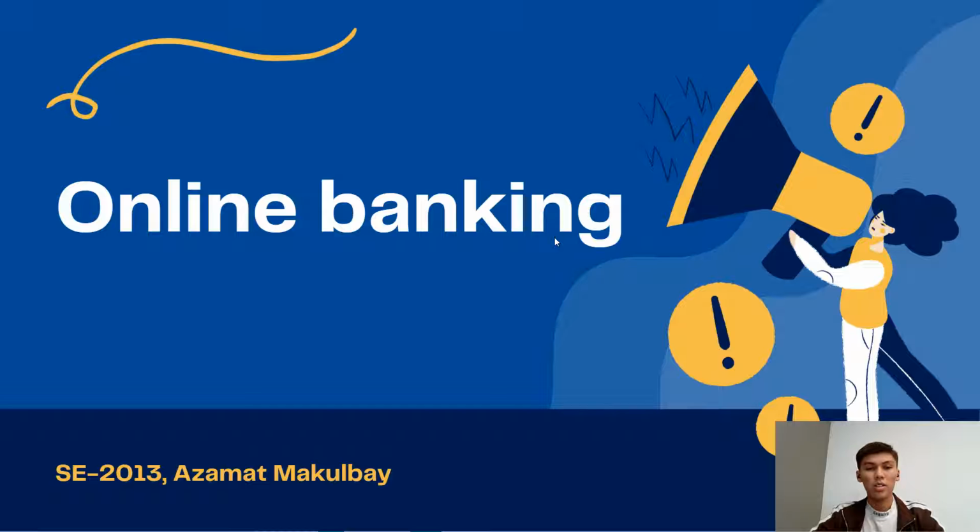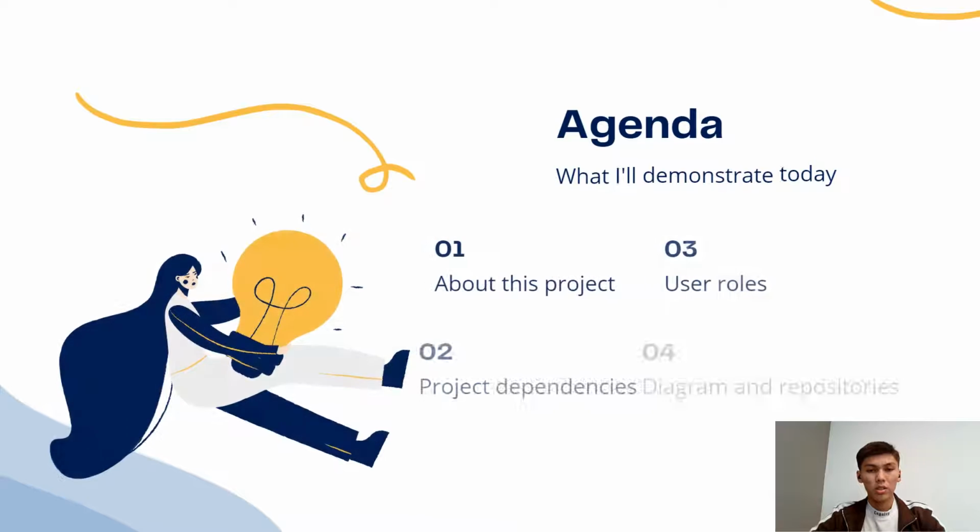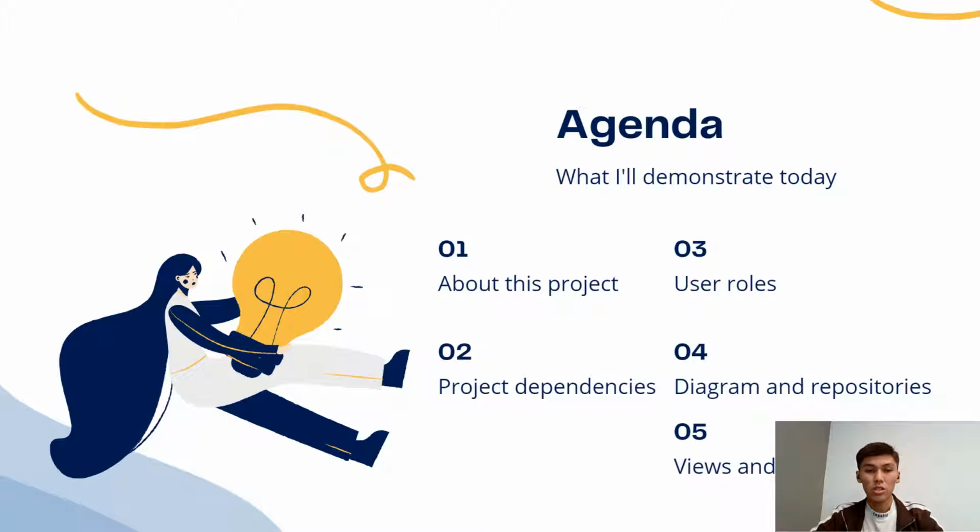In this video, I'll tell you about my project online banking. Here you can see the agenda for today's presentation. First of all, I'll give a description of this project. After this, I'll tell you about project dependencies. The third thing which I'm gonna tell you is user roles in the project. Then I'll tell you about UML diagram and using methods and classes. Then at the end, the project pages and the plans for the next week will be shown. So let's commence.